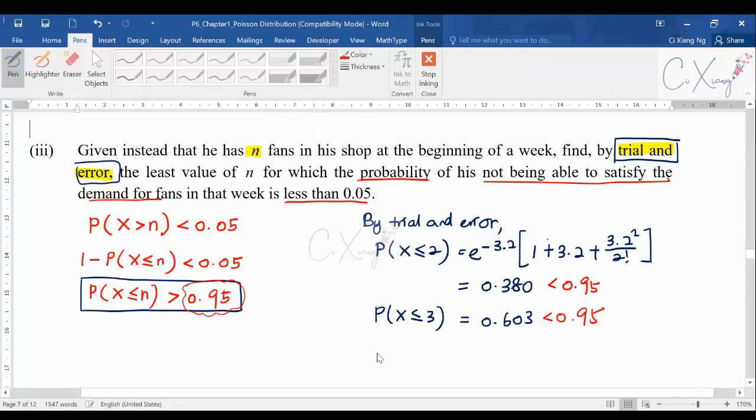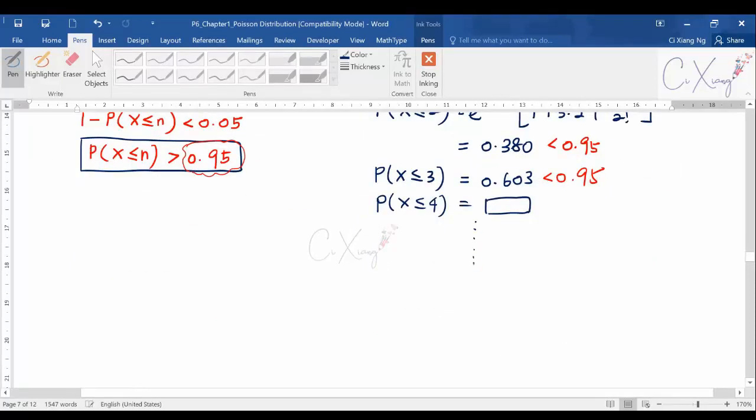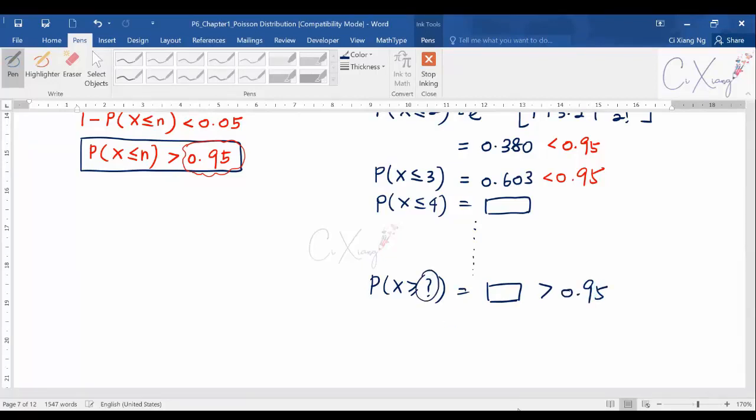Then again, you have to continue for X ≤ 4. You get the value and then compare it, whether it is more than 0.95. Please continue until you get a probability which is more than 0.95. Then you stop, and this is the value of n. Again, all the details I will not show you, I will only tell you the final answer. You can straight away write, after you show all the steps here, that n equals 6.